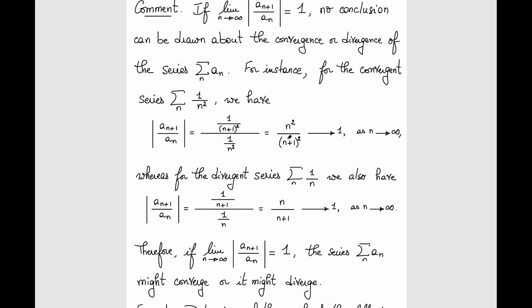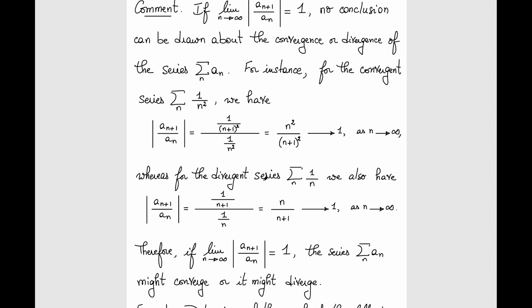So this goes to 1 because the leading term and the leading term are going to survive here. So you get n squared over n squared, and that goes to 1 as n goes to infinity. So this is a case where the limit of the absolute value of this quotient equals 1, and this is in the context of a series that converges.